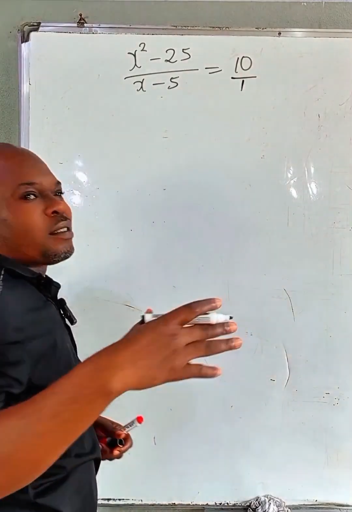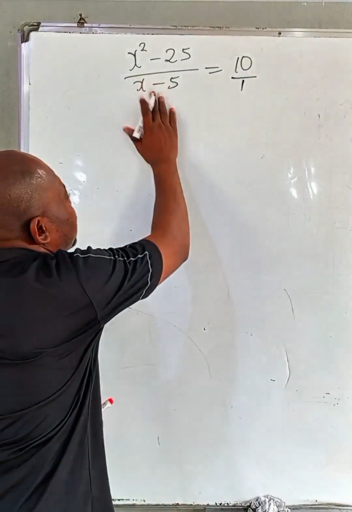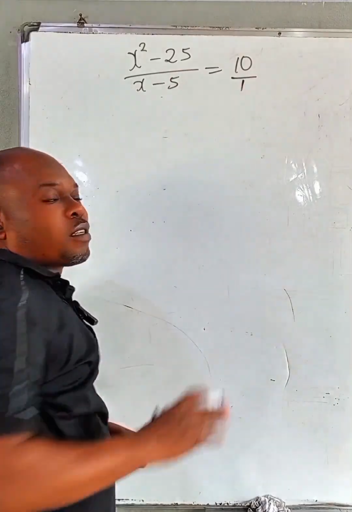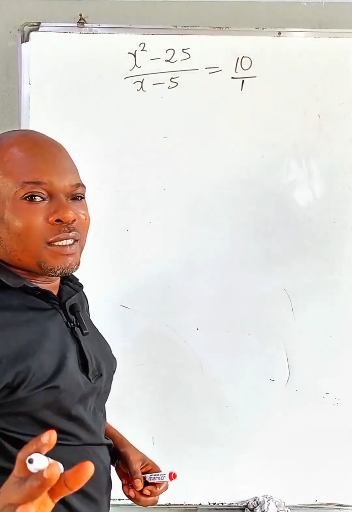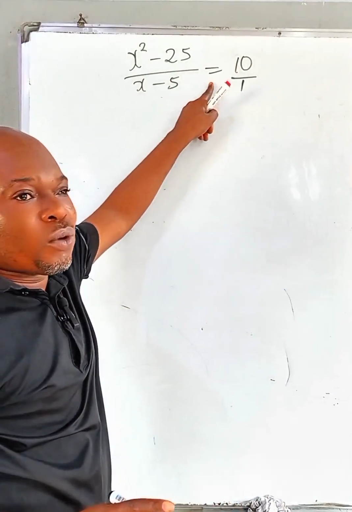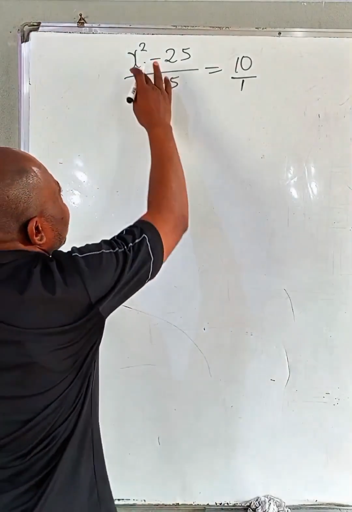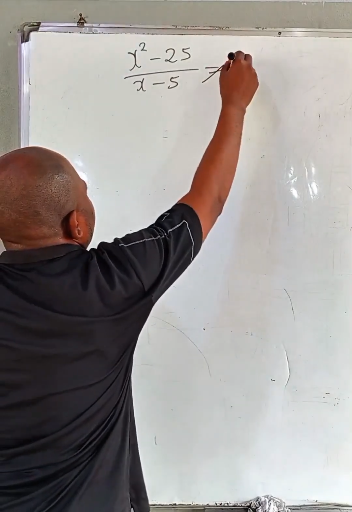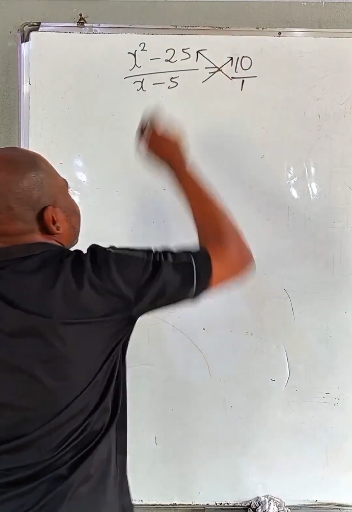Anything over 1 is itself. Hence, this is a fraction form, and let this side also be a fraction form. When this has been achieved, you do what is called cross multiplication. You cross multiply: we multiply this, and this, we multiply this.